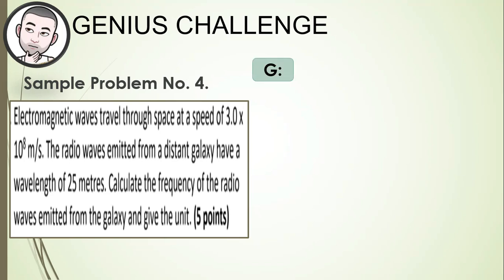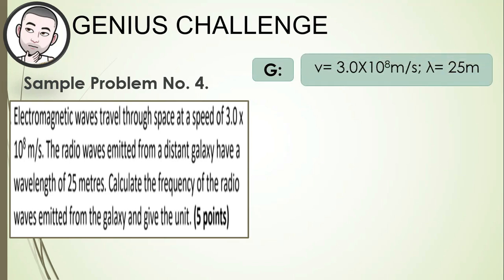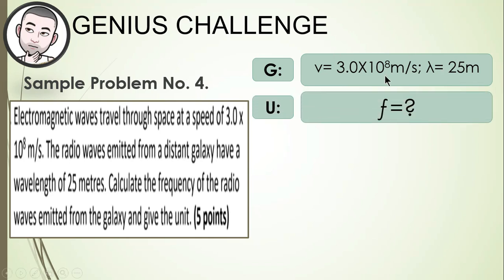So what are the given in the problem? We have here the velocity or speed of light, which is 3.0 times 10 raised to 8 meters per second, and a wavelength which is 25 meters. So what is unknown in the problem? The missing variable in the problem is frequency. Again, it is mentioned in the problem.